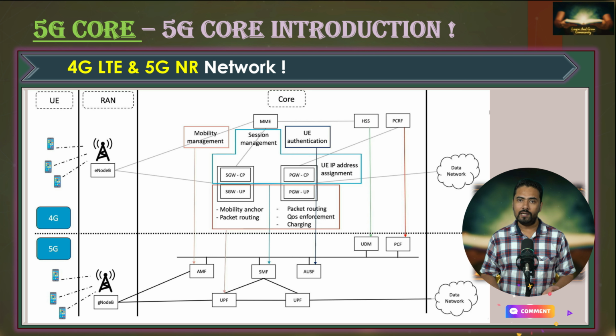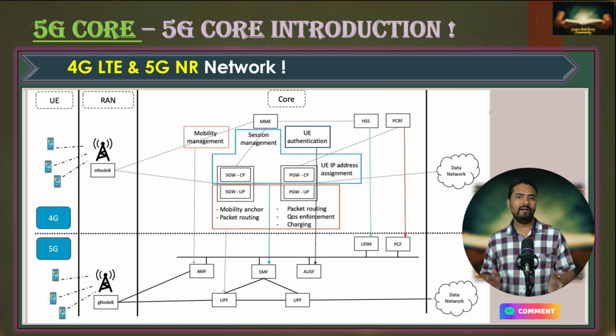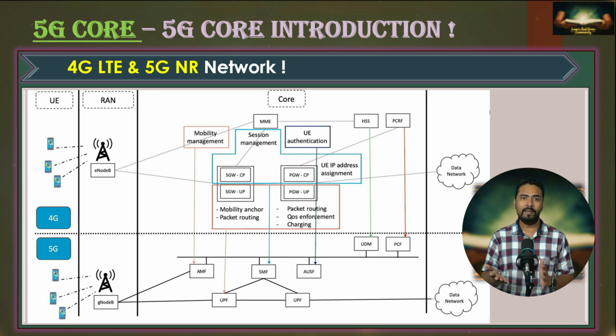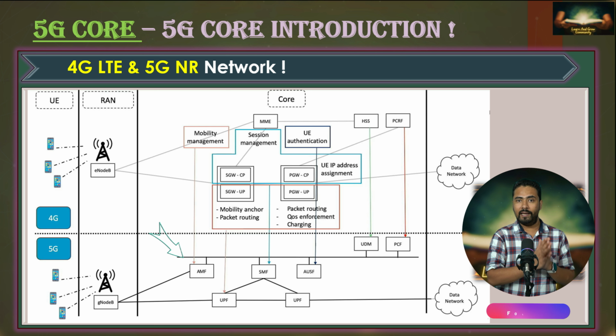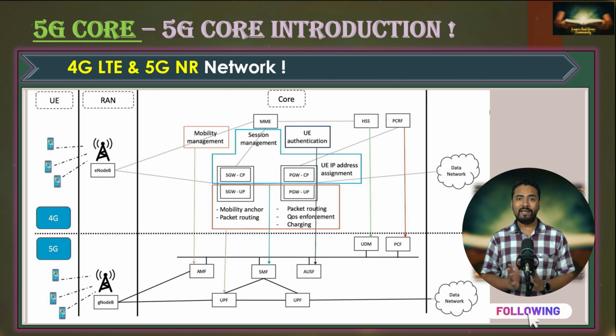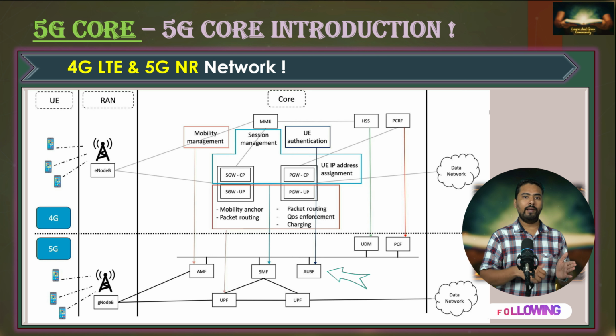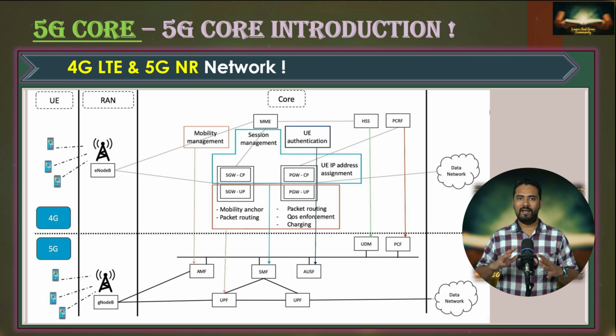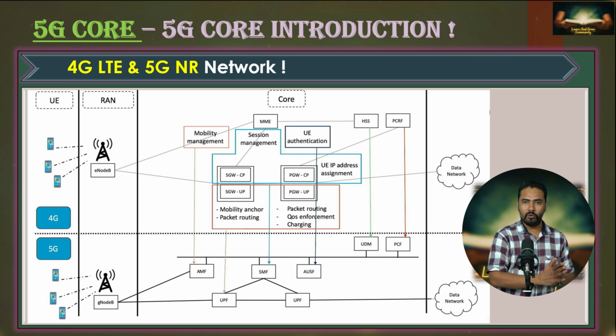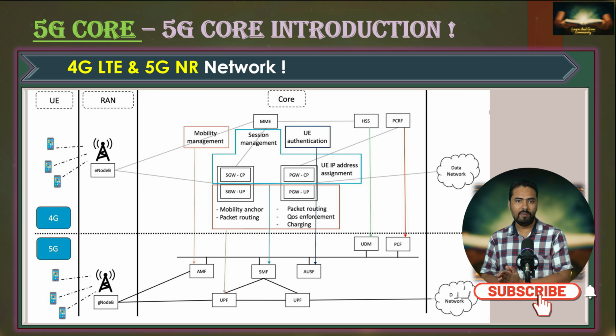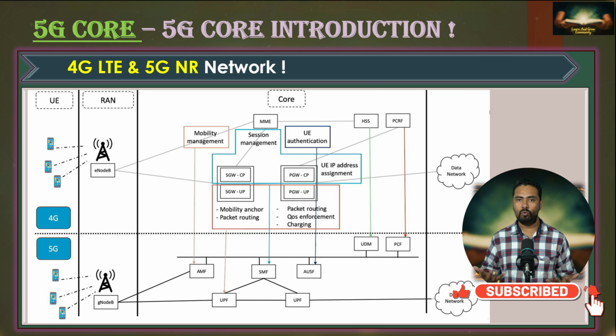And the control plane tasks from the serving gateway and packet gateway, along with the session management, are now handled by the session management function, or SMF, in 5G. Mobility management is now managed by the access and mobility management function, or AMF, in 5G. Authentication is handled separately by the authentication server function, or AUSF, in 5G core. And the MME functions are now distributed between AMF, SMF and AUSF in the 5G core network.